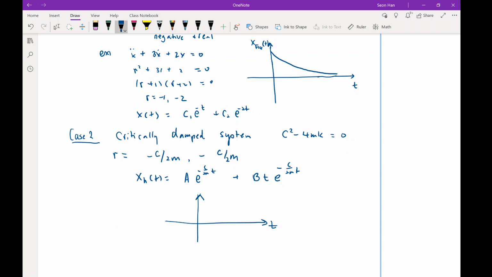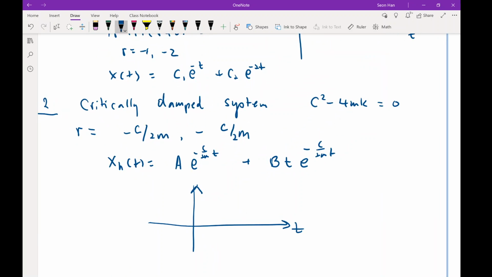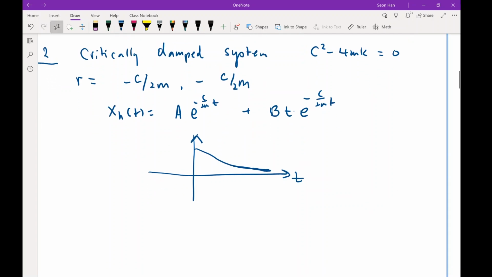Okay? So it looks like you might not know because t is an increasing function with respect to time, and e to negative t is a decreasing function. But when you multiply the two, exponential decay will win. Okay, win the race. So this will be a decaying function too. So it may look like this, where it also exponentially decays. Okay, so this is the critically damped system.